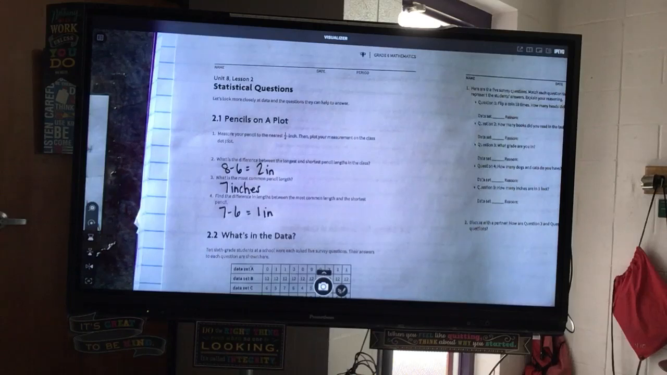Because we are focusing on statistical questions, what possibly could be your statistical question that would go with everything we just did? How long is your pencil to the nearest inch? Okay, perfect. All right, does anybody have anything else?